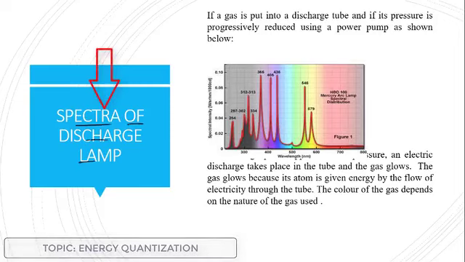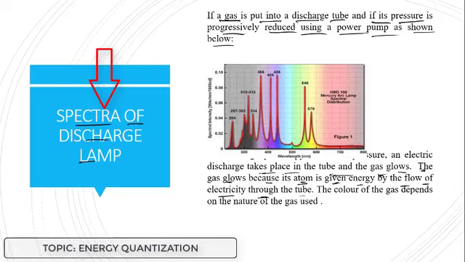Now let's talk about the spectra of a discharge lamp. As you can see from the diagram below, if a gas is put into a discharge tube and its pressure is progressively reduced using a vacuum pump as shown below, we notice that electric discharge will take place in the tube and the gas will glow. The gas glows because its atoms are given energy by the flow of electricity through the tube, and the color of the gas depends on the nature of the gas used.